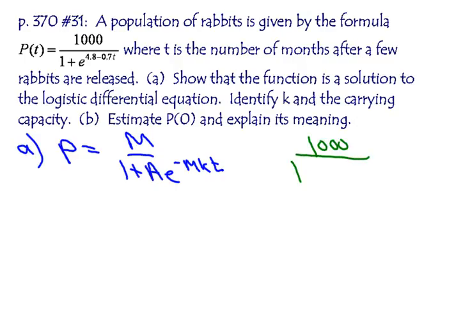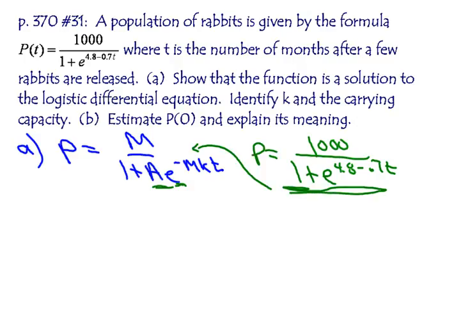We have 1,000 over 1 plus, and it's e to the 4.8. We don't maybe see that a right away. We're going to look at that a. We certainly see the e to the 4.8 minus 0.7t. Okay, so is this equation here equivalent to our solution to a logistic differential equation? Well, it matches up almost perfectly. Let's just work with it a little bit.